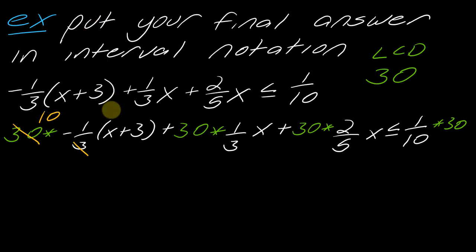And then, how do I simplify this? So now I've got 10 times -1. Don't worry about the parentheses. The parentheses are just coming along for the ride. Just worry about what's in front of the parentheses right now. So that just becomes -10 times x plus 3. We'll sort out the rest in a moment. Okay, so let's keep going.